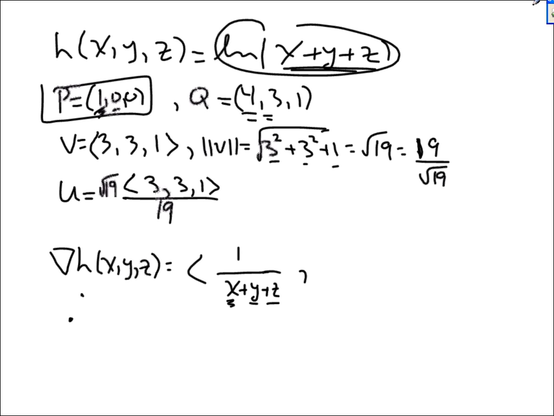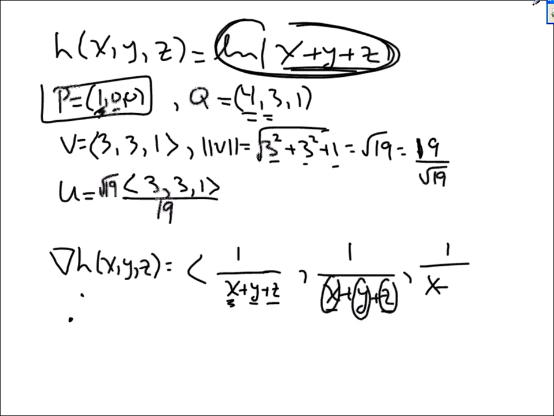Okay, now we take the derivative with respect to y. The derivative of ln of anything, you put the anything in the bottom, and the derivative with respect to y on top. X and z are constants. The derivative of what I circled is 0, plus the derivative of y is 1. And you're going to get the same exact answer for z. There's the partial of z. That's the gradient of h.